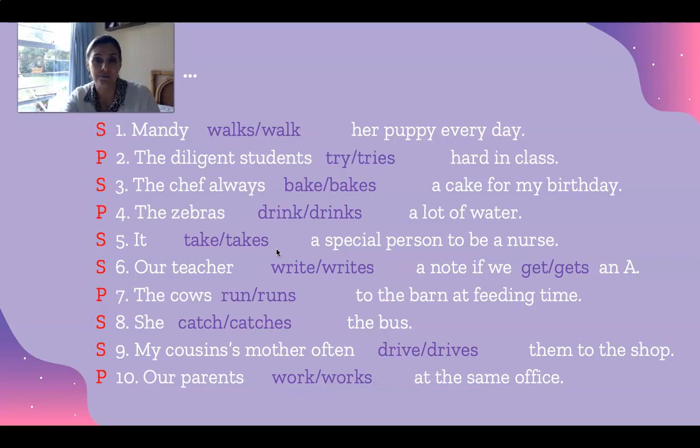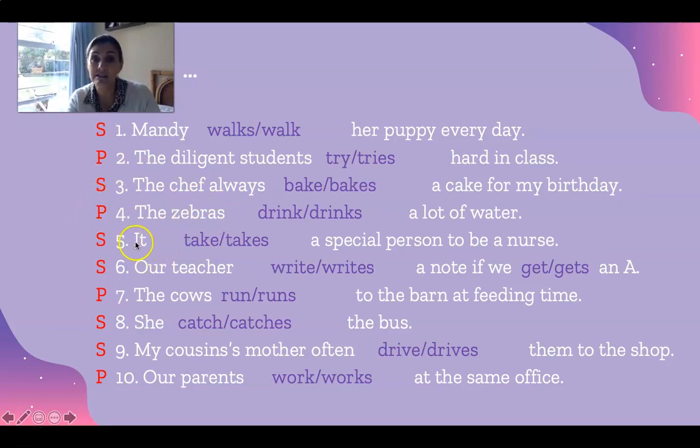Right, take a look. I still haven't decided what verbs, but I have put next to each of the numbers whether it's singular or plural. So let's go through it. Number 3, the chef, one chef, singular, single on its own. Number 4, the zebras, a whole group of them, that's plural.